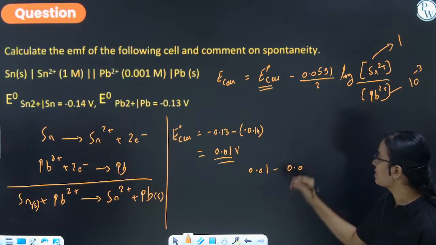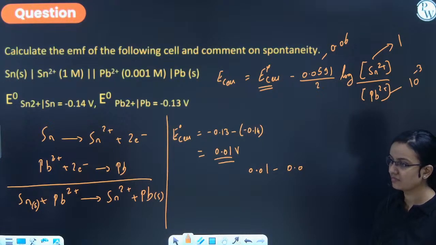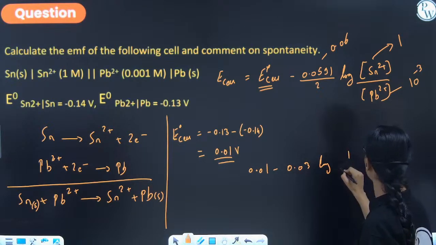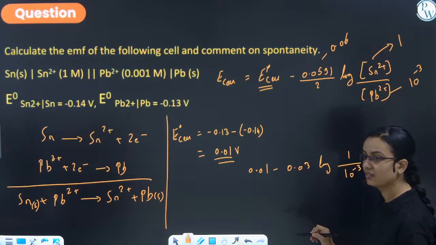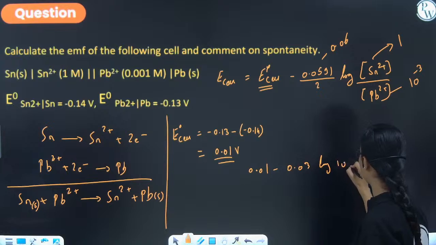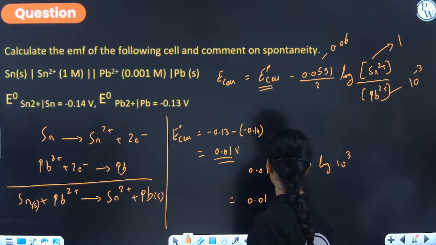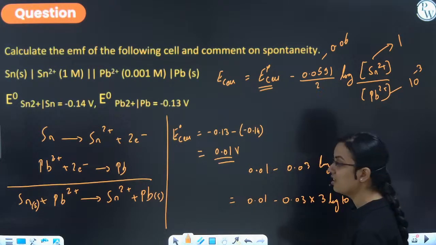For now you take this as 0.06. ठीक है, हो गया easy. कितना आएगा? 0.03. ठीक है. Log of ये हो गया 1 upon 10 to the power minus 3. If you take this up it will be 10 to the power 3. 3 log 10, 0.01 minus 0.03 और ये value हो गई 3 log 10. ठीक है, log 10 is 1.